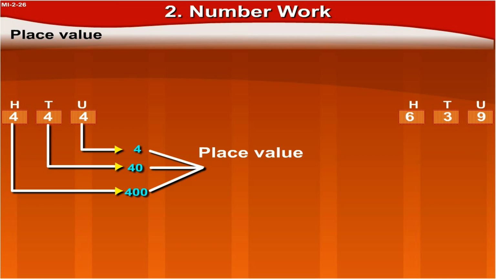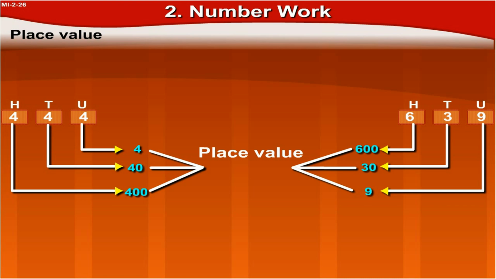Now 639. 6 is under 100. That means 6 is at hundreds place. So the place value of 6 is 600. 3 is under tens. That is 3 tens, which means 30. So the place value of 3 is 30. Now 9 is written under units, which means it is 9 units, and that is 9. Place value of 9 is 9.